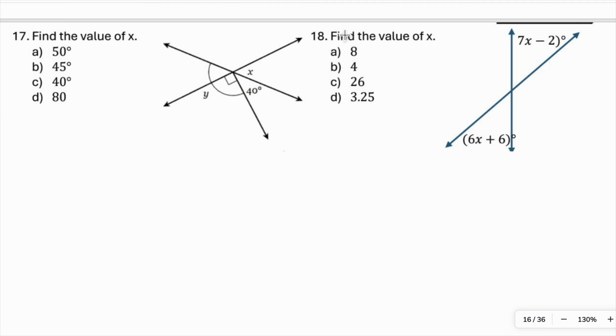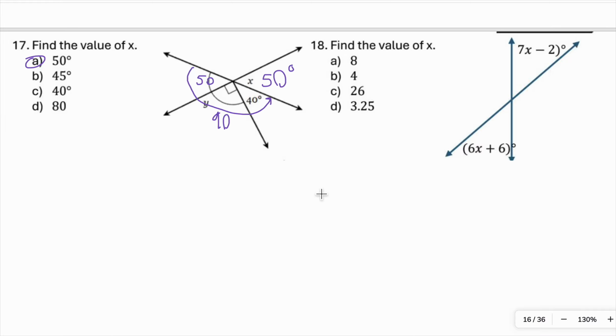Finding the value of x here. I know that here is 90 degrees. So these are making possibly a linear pair. So x would be equal to 50 degrees for number 17. Or you could even say, everything here is a straight angle, and if this is 50, then that means vertical angles are also 50.